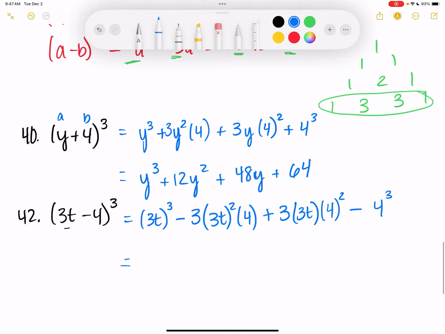So we get 27t cubed. Let's see, this is 9 times 3 times 4, so 12 and 9 is 108, so minus 108t squared. Over here I've got 16 times 9, so that's 144. You shouldn't need it. And then minus 64 again. So notice plus, minus on that one.